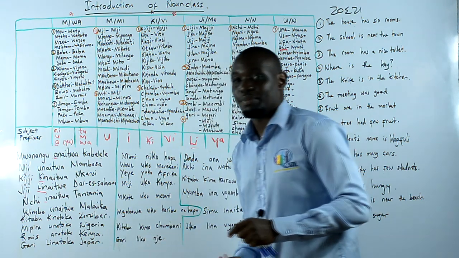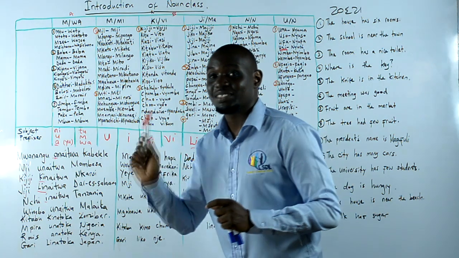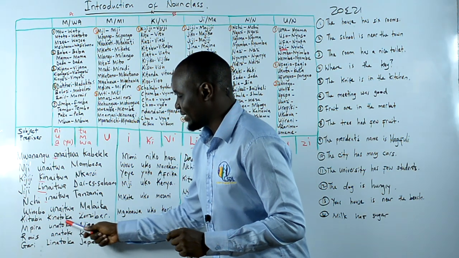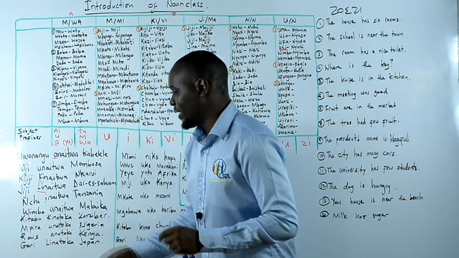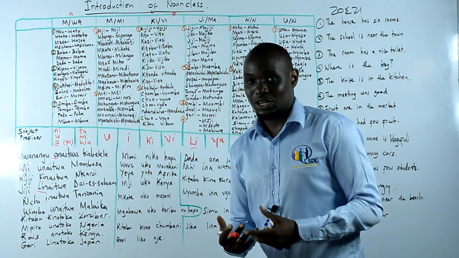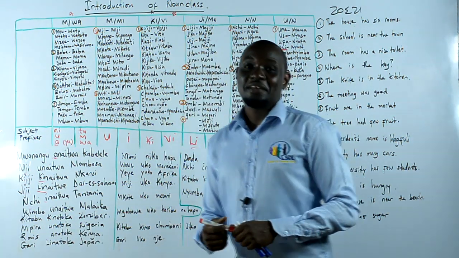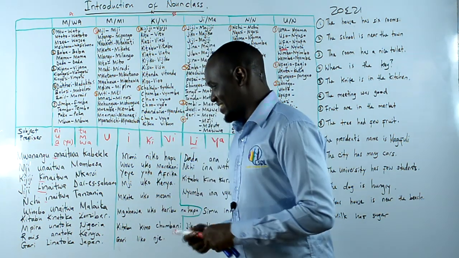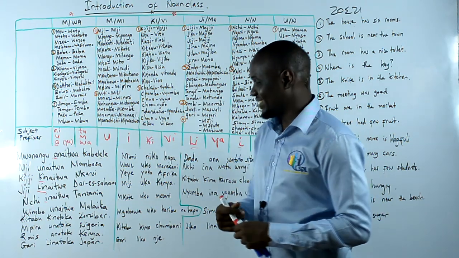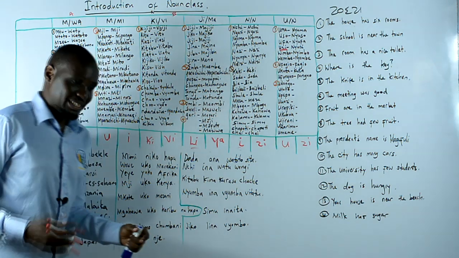Kitabu kinatoka Zanzibar. The book is coming from Zanzibar. Kitabu is the book. Kinatoka, it is coming from Zanzibar. Mpira unatoka Nigeria. The ball is coming from Nigeria. Rais anatoka Kenya. The president is coming from Kenya. Gari linatoka Japan. The car is coming from Japan. You see that? And keep on translating.